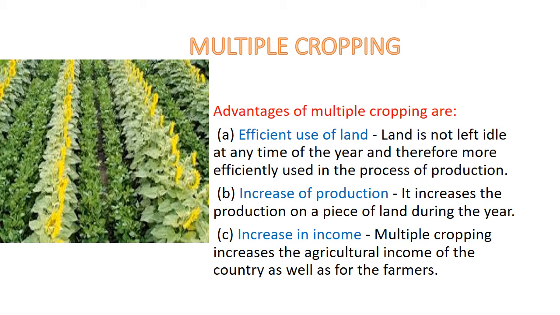Multiple cropping. As the name suggests, here we grow more than one crop on a piece of land during the year, and that is why it is known as multiple cropping. Multiple cropping can be beneficial in many ways: efficient use of land, increase in production, increase in income. As you can see in the picture, there are many crops which are cultivated at the same time.